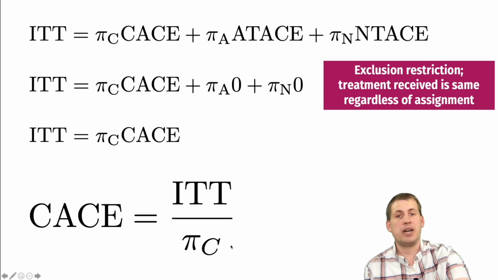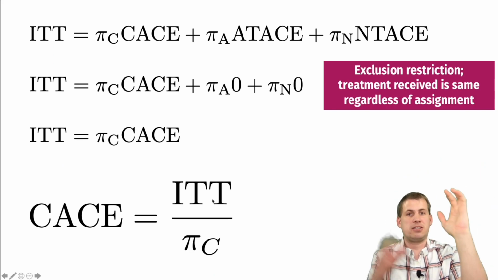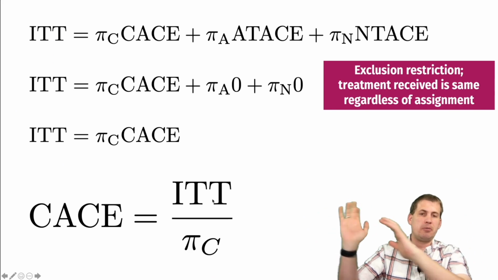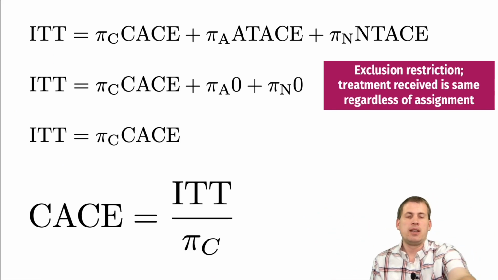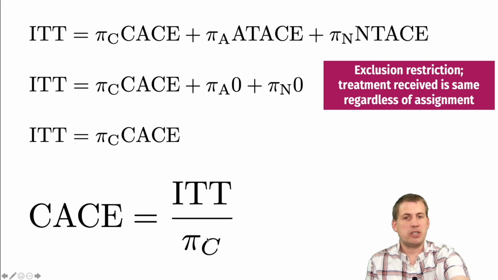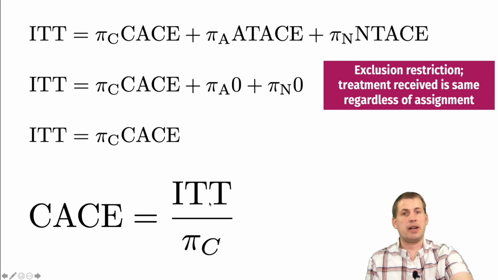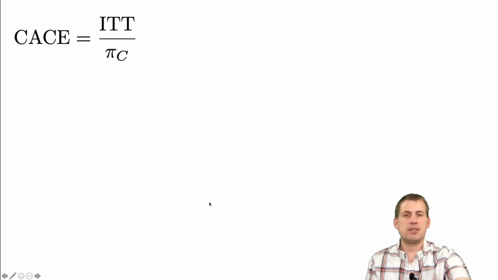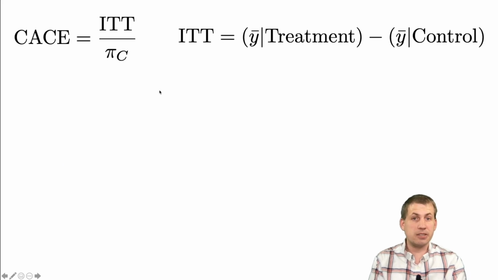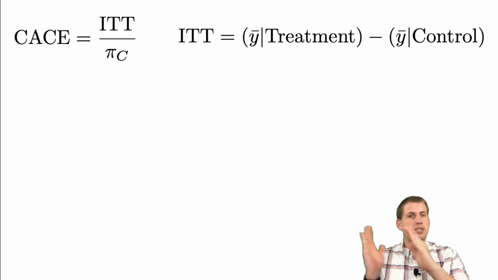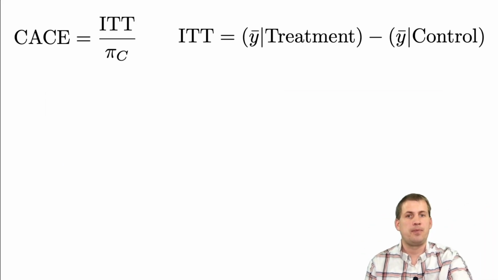So if we can somehow find the intent to treat effect, which we can, because that's just the average of people who were assigned the treatment minus the average of people who were assigned the control. And if we can somehow find the proportion of compliers, if we can divide those two, then we get our complier average causal effect. So this is the magic formula that we care about here. We want to find the intent to treat effect, and we want to find the proportion of compliers. Intent to treat effect, we've got already. We just find the average outcome for treatment minus the average outcome for control.